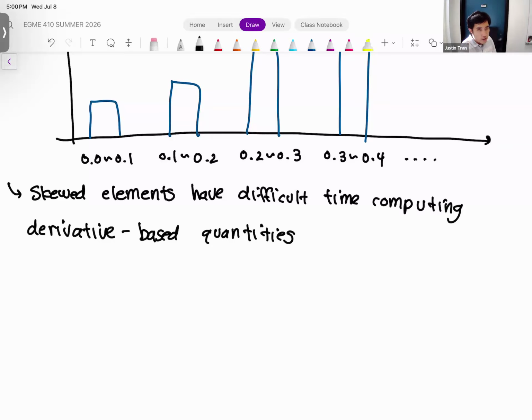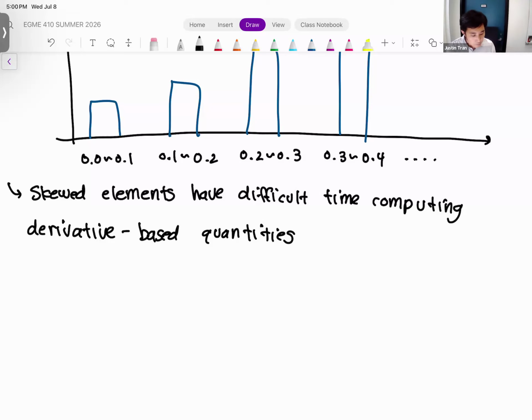So a derivative-based quantity would be something like the strain, right? So strain is the derivative of the displacement or the deformation, which then leads to the stress, right? And we talked about how important the stress is yesterday, because the stress is what drives the deformation in a static structure, okay? And so a skewed element will really kind of struggle to compute these, okay?